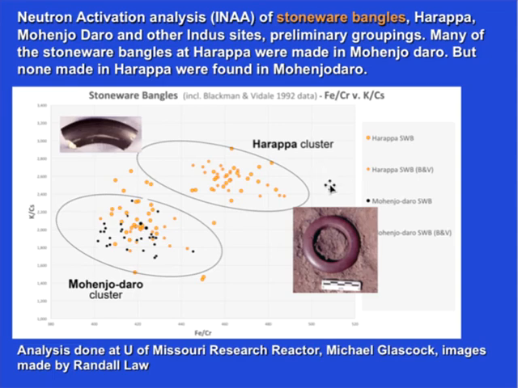Understanding stoneware bangles also is critical, because we know that many bangles were made in Mohenjo-daro and traded to Harappa. So all of the yellow dots here are found at Harappa, but they were made from clay at Mohenjo-daro. Whereas none of the bangles made at Harappa were traded to Mohenjo-daro. So this indicates directionality of movement of certain commodities during this period.